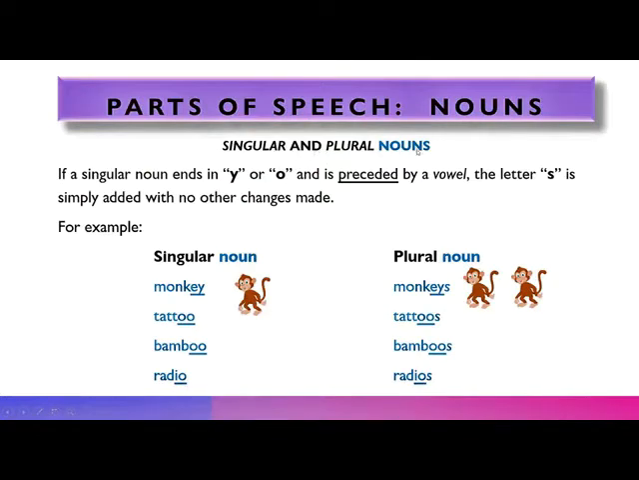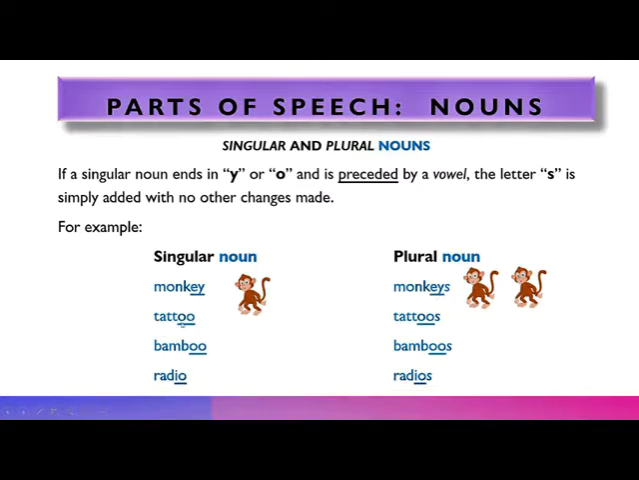Parts of speech, nouns. Singular and plural nouns. If a singular noun ends in Y or O and is preceded by a vowel, the letter S is simply added with no other changes made. For example, singular noun, monkey. Plural noun, monkeys.